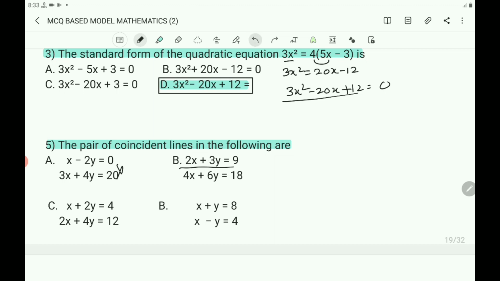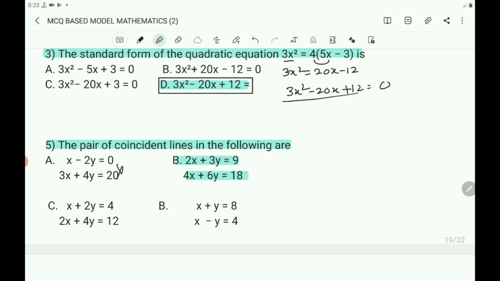2 2s are there. So directly you can conclude that these two are the coincident lines. Here 2 2s are, 3 2s are, 4 2s are. All coefficients are multiplied by the 2. So you can say that this is the pair of coincident lines. So you can take this one.